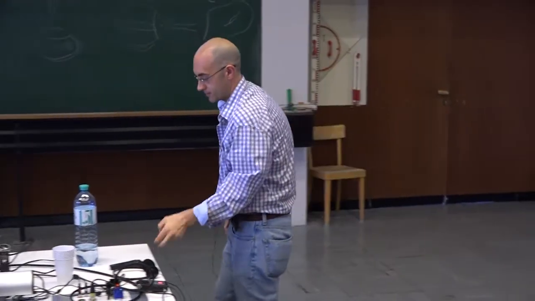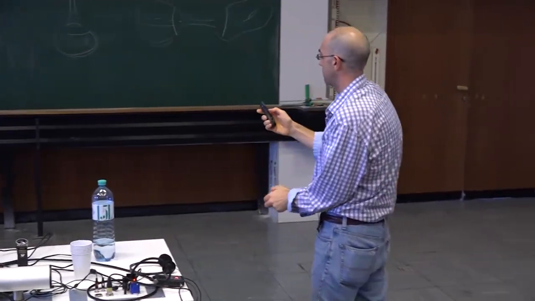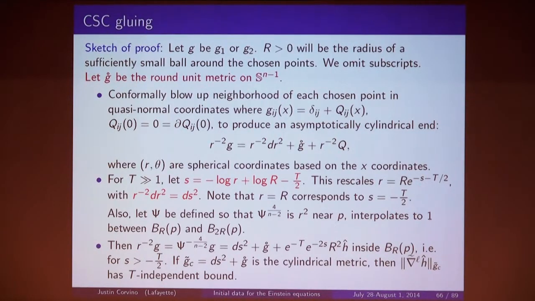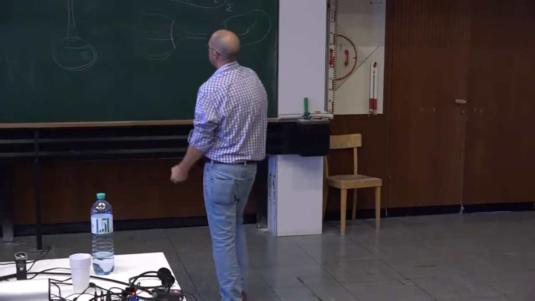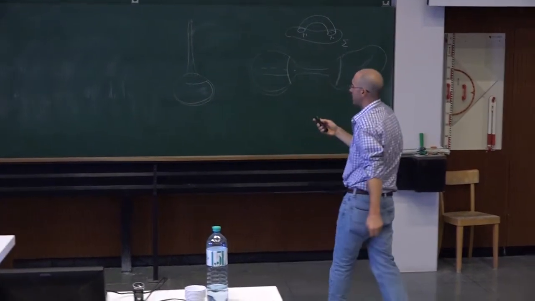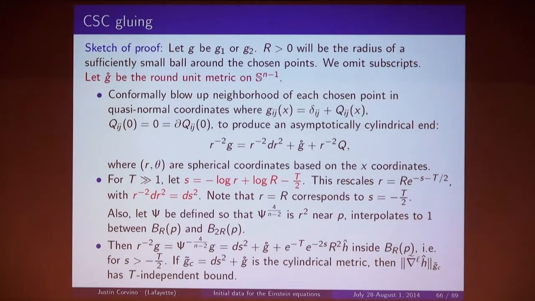All right, so how do you conformally produce this picture of the manifold? So first of all, G0, again, when you see this, that's the metric on the unit sphere. Okay?